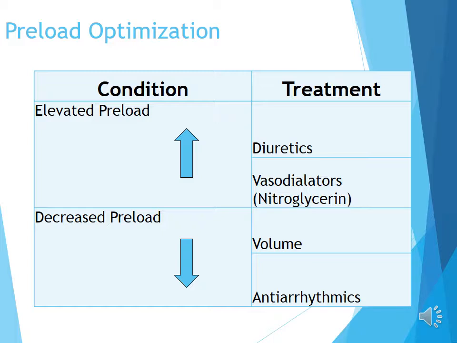If you have a decreased preload or a low CVP, you want to give them volume and also antiarrhythmics, because if you have a dysrhythmia, you're not getting enough cardiac output out because the heart's not pumping effectively, and that will decrease your preload.